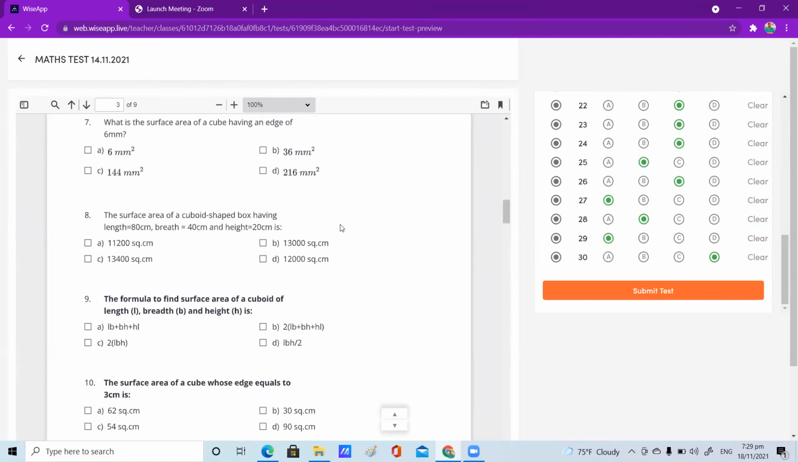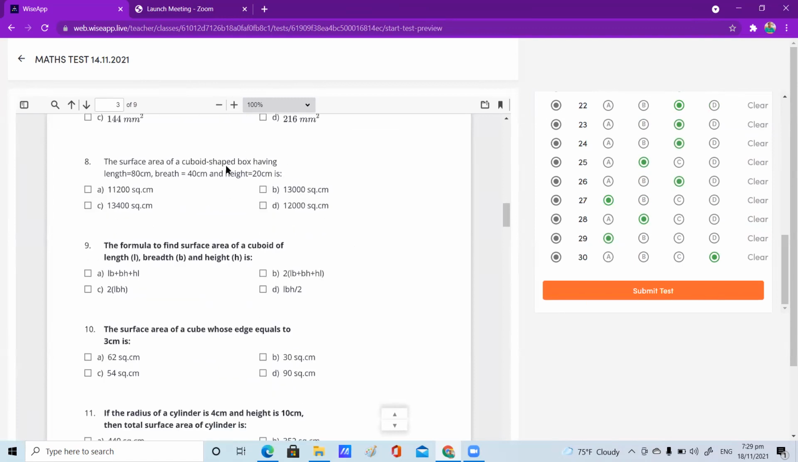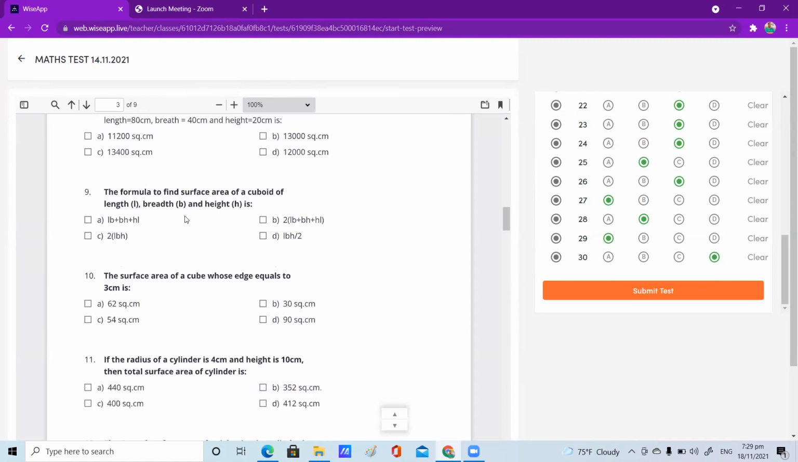Next part, you just see, children. Question number 8. The surface area of a cuboid-shaped box having length, breadth, height dimensions given. You need to find the surface area of the cuboid. What is the surface area of cuboid? Same formula, children, but here the values are bigger. 3,200 plus 800 plus 1600 into 2, which is 1120. All right, LB plus BH plus LH you do, then you make it twice the sum.